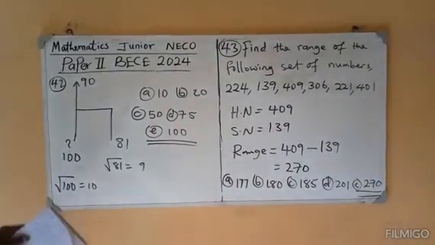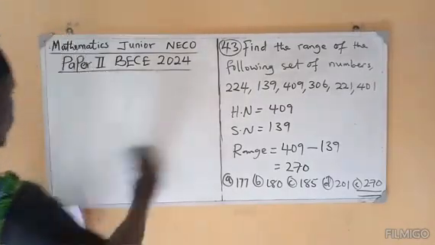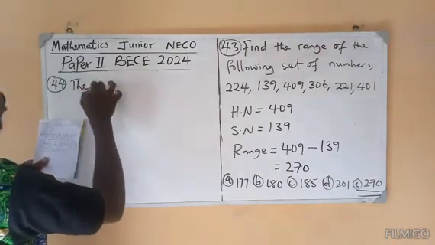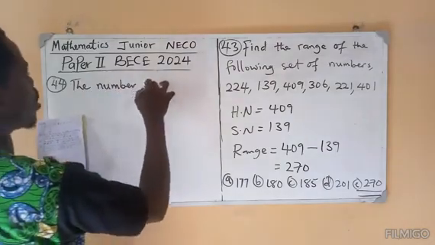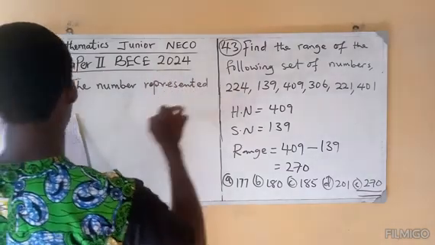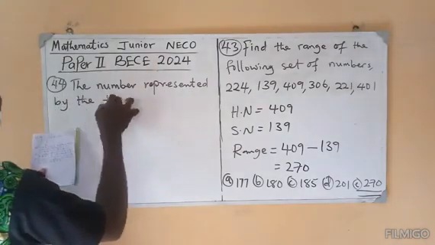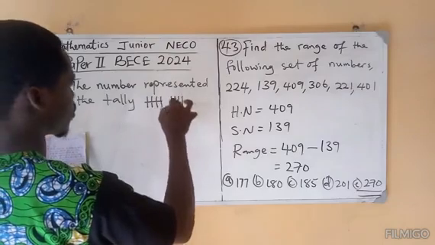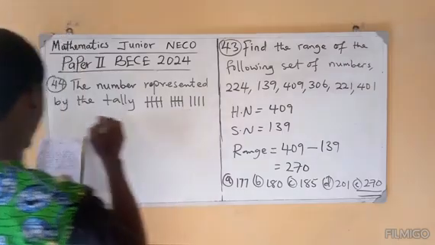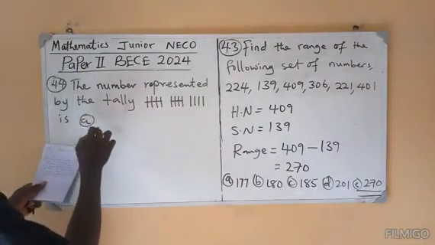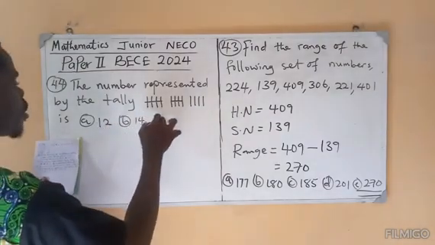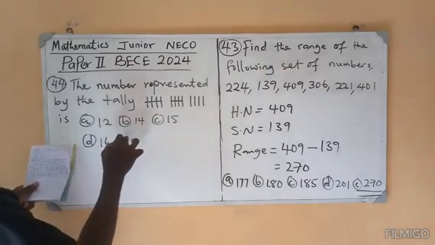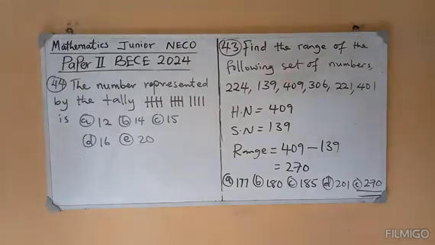Question number 44. Question number 44 says, the number represented by the tally is, the options we have are 12, 14, 15, 16, and 20.